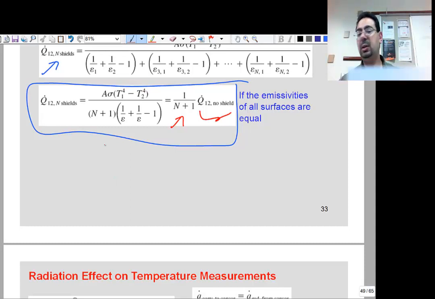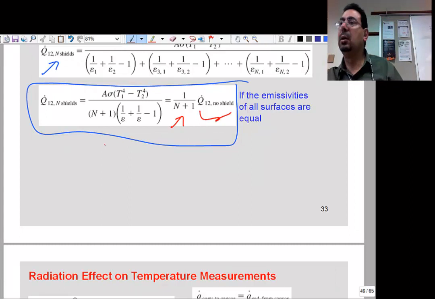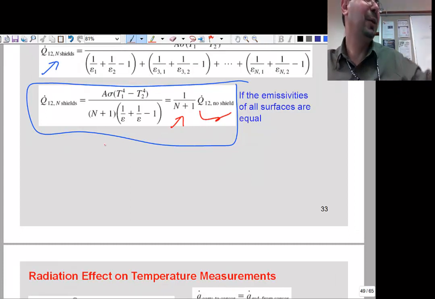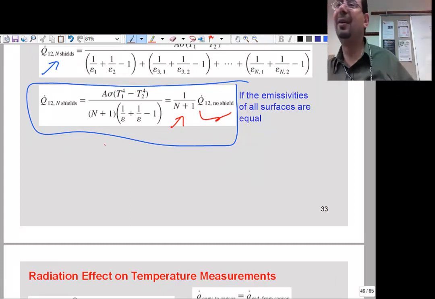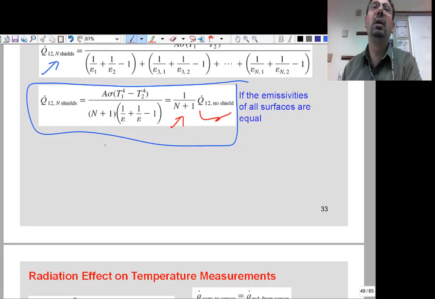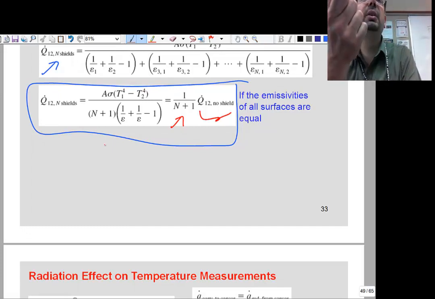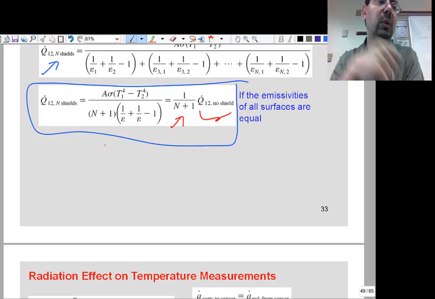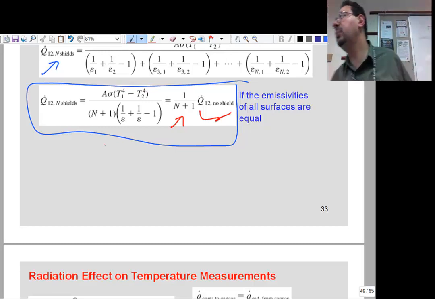Let's look at this problem here. It's not a quiz. But it basically says two very large parallel plates are maintained at 600 and 400. The surfaces are opaque, diffuse, and gray. He gave you epsilon 1, epsilon 2. Please determine the net rate of radiation heat transfer between the two plates. So what should I do? Can anyone help me? What is the formula?